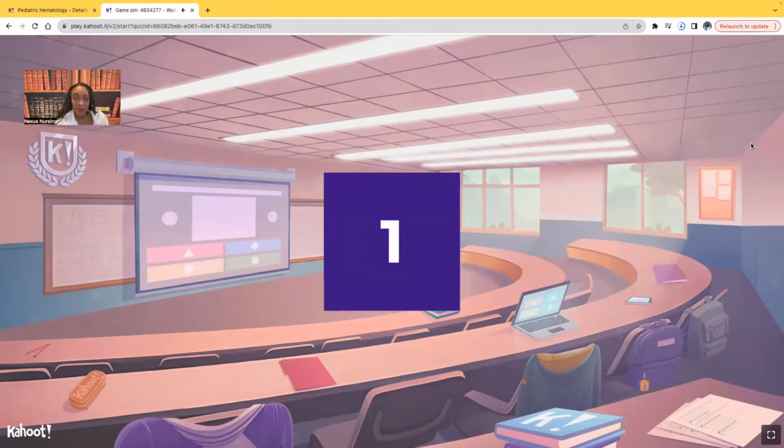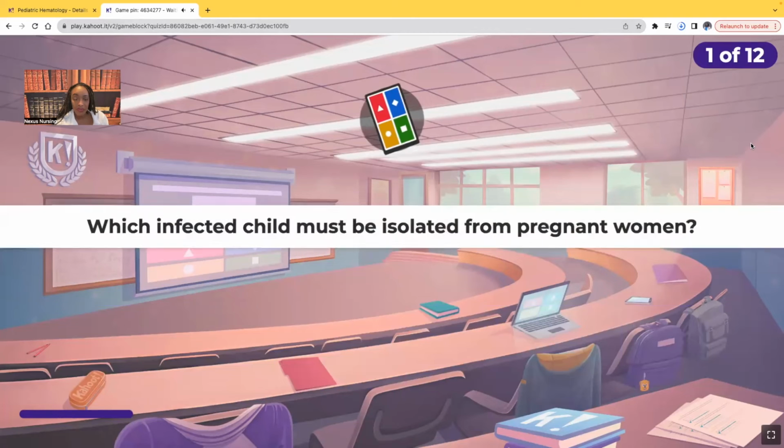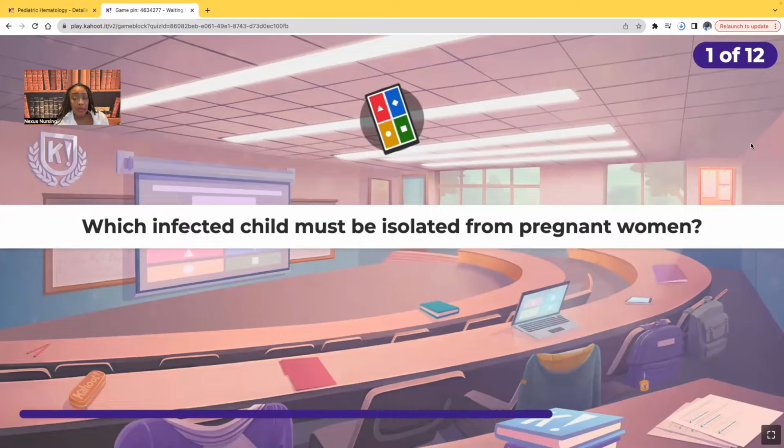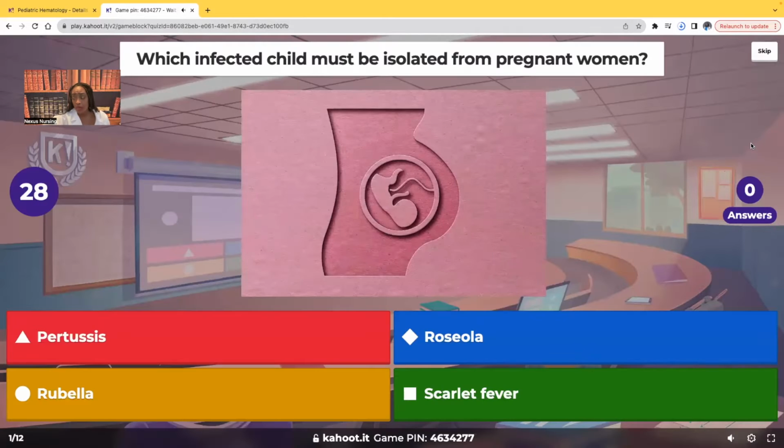First question. Which infected child must be isolated from pregnant women? So if a woman's pregnant, which child must she stay away from if they have this infection? Would it be pertussis? Would it be roseola? Would it be rubella? Or would it be scarlet fever? What do you guys think?